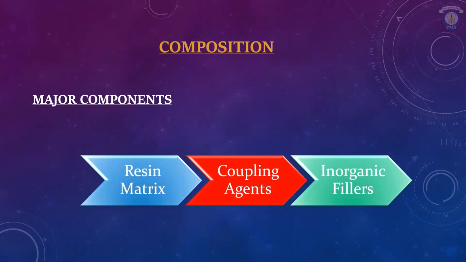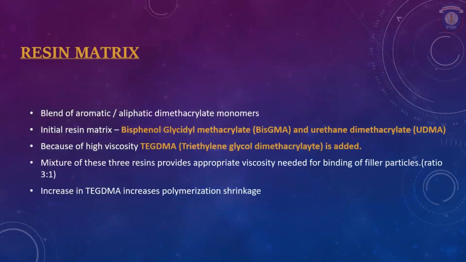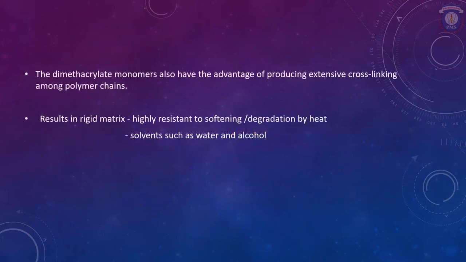The major components include resin matrix, coupling agents, and inorganic fillers. Other components include the activator initiator system, color stabilizers, inhibitors, optical modifiers, and pigments. Coming to the resin matrix, it is a blend of aromatic and aliphatic dimethacrylate monomers. Initial resin matrix consists of bis-GMA and urethane dimethacrylate. Because of high viscosity, TEGDMA is also added. An increase in TEGDMA increases the polymerization shrinkage. The dimethacrylate monomers also have the advantage of producing extensive cross-linking among the polymer chains. It results in a rigid matrix highly resistant to softening and degradation by heat.